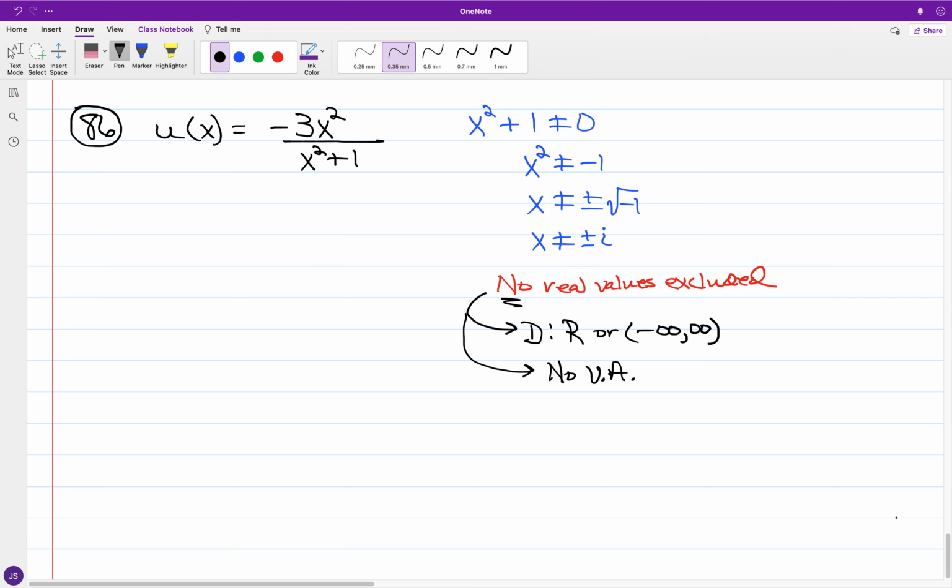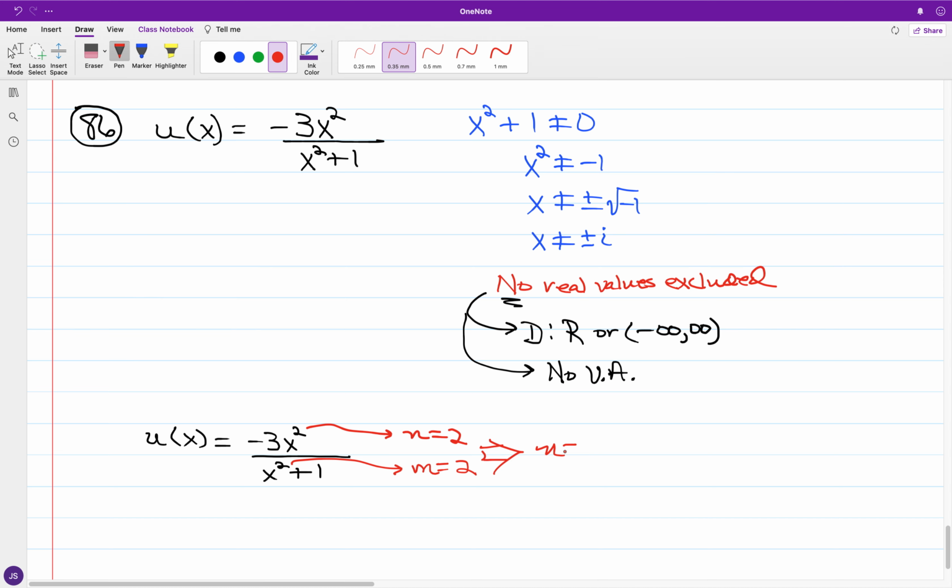And to see if there's any kind of asymptote to appear, looking at the degrees of the numerator and denominator, from the numerator, okay, you have n is equal to 2. And from the denominator, m is equal to 2. Now the values are the same, so you have n is equal to m. And again, if the degrees are the same, there'll be a horizontal asymptote.